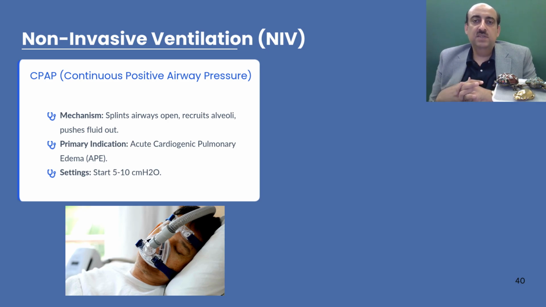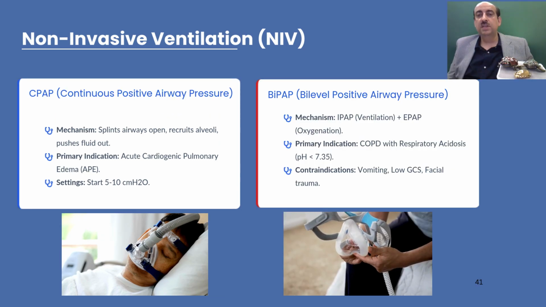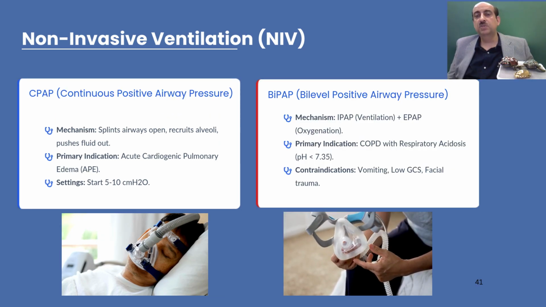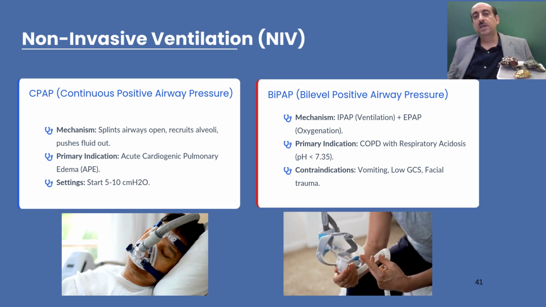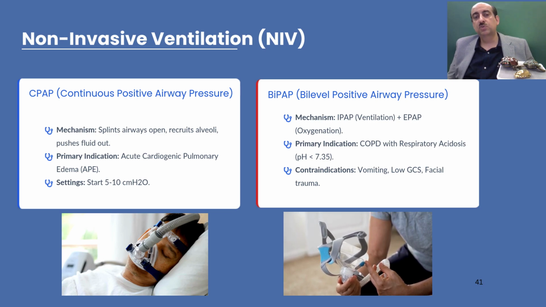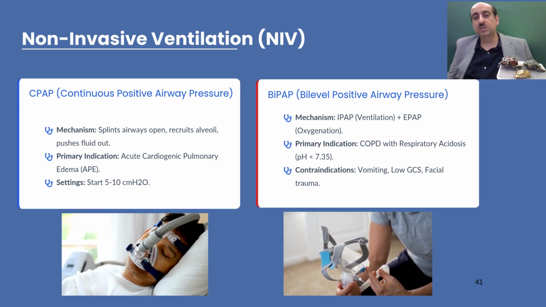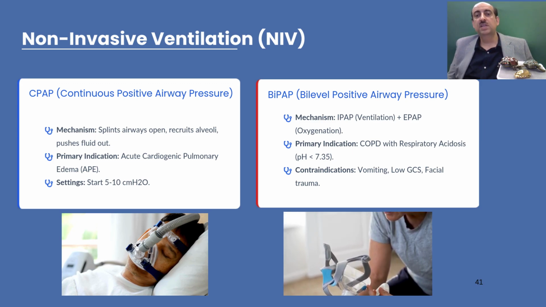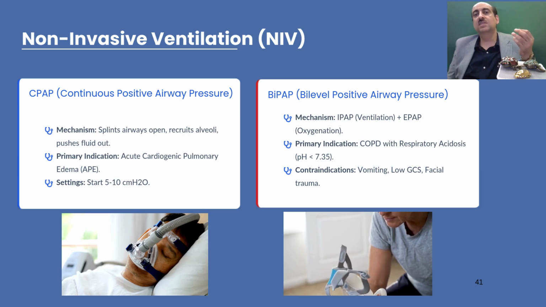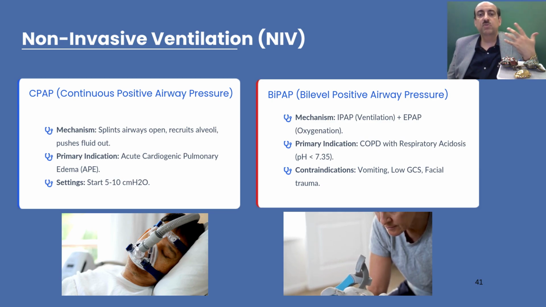The normal settings are usually around 5 to 10 centimeters of water. Usually lower settings are started, assess the response with blood gases and the patient's tolerance, and then gradually the pressures can be escalated. Similarly, for BiPAP, the bi-level positive airway pressure, there are two separate pressures, IPAP and EPAP. IPAP, the inspiratory positive airway pressure, helps with ventilation support, which leads to better tidal volume and increased minute ventilation, and it also assists the inspiratory muscles, so the muscles are more relaxed.